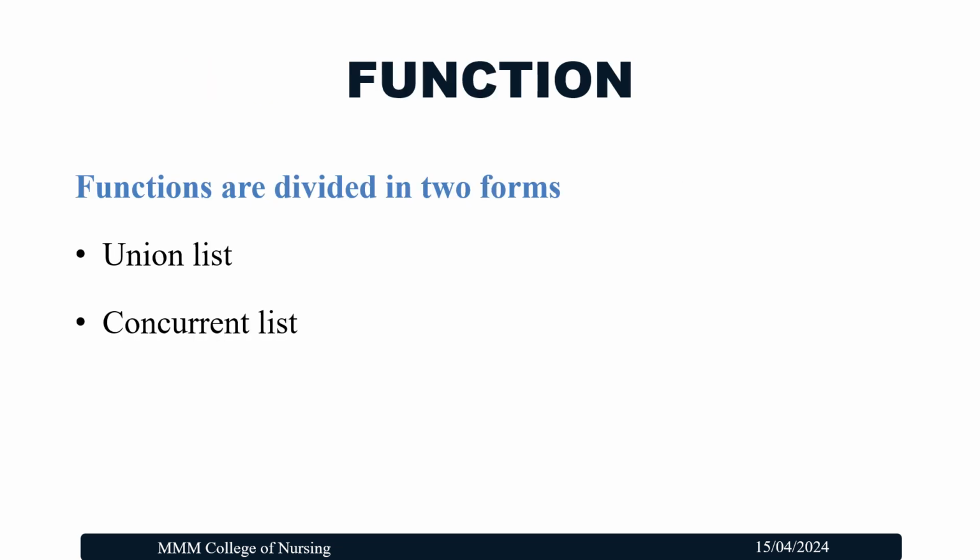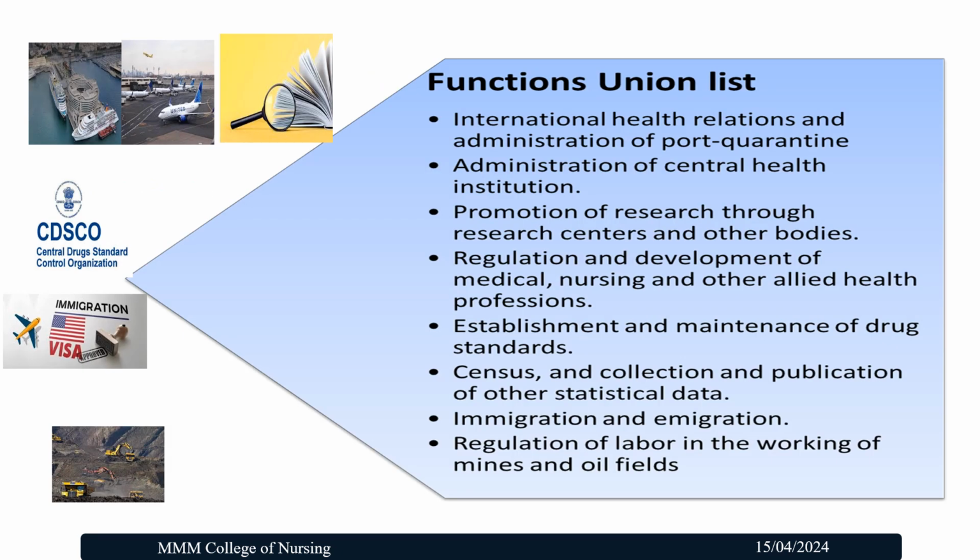The functions of the Ministry of Health we can divide into two forms, that is the Union List and the Concurrent List. Under the Union List: international health relations and administration of port quarantine, administration of central health institutions, promotion of research through research centers and other bodies like ICMR, regulation and development of medical, nursing, and other allied health professionals like AIIMS, establishment and maintenance of drug standards, census and collection and publication of other statistical data, immigration, and regulation of labor in the working of mines and oil fields.